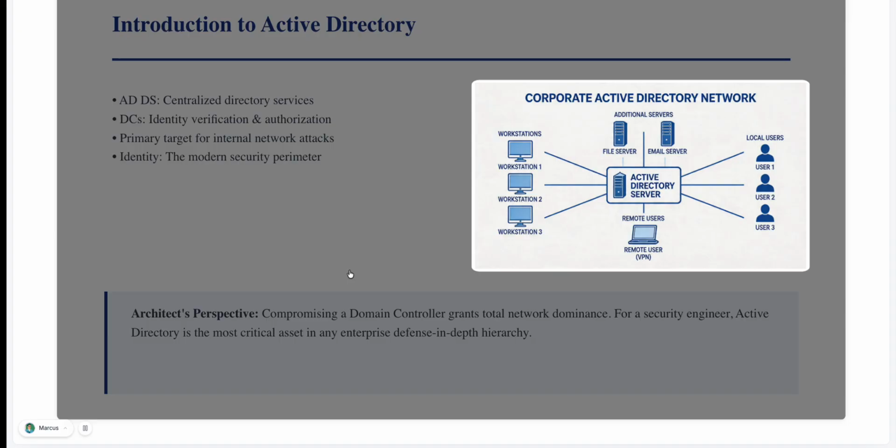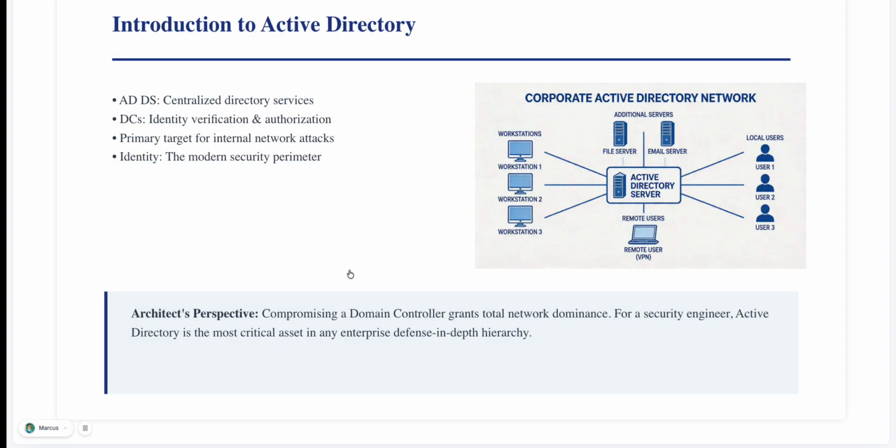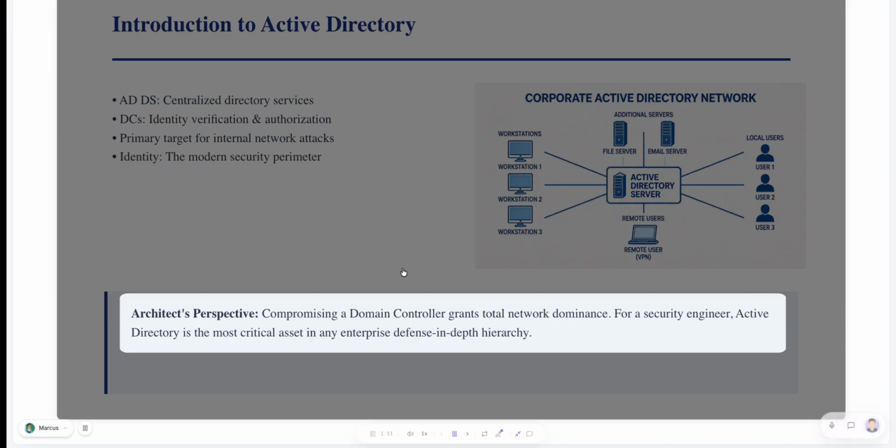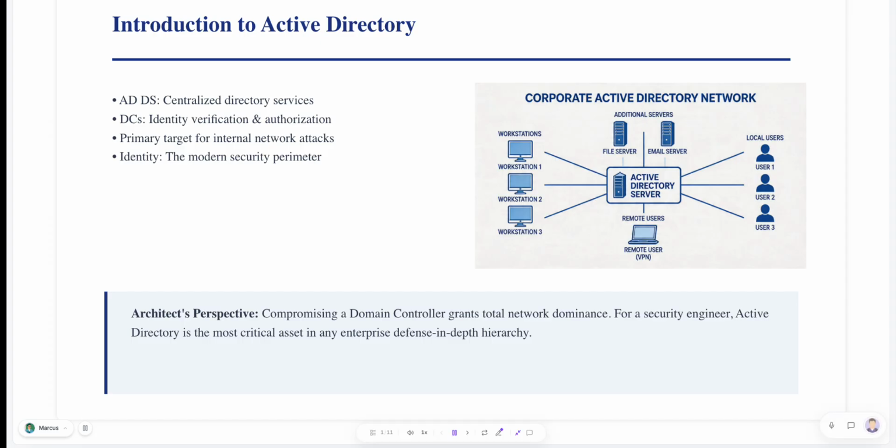Because AD is the source of truth for who can access what, it is the primary target for any internal attacker. If an adversary gains control here, they gain control over every user and computer joined to the domain. From my perspective as a security architect, we have to look at this through the lens of risk. Compromising a domain controller is the ultimate goal for lateral movement and privilege escalation. We aren't just managing users, we are defending the core trust of the organization.